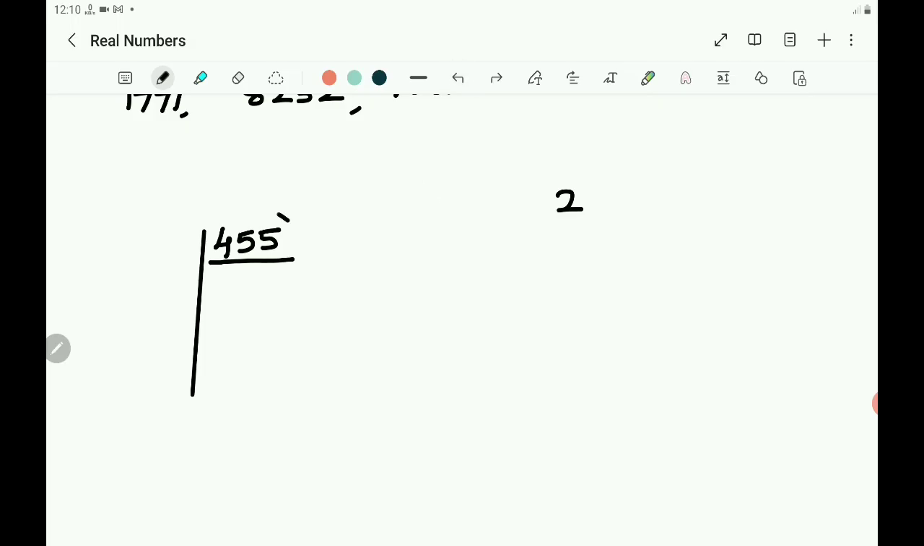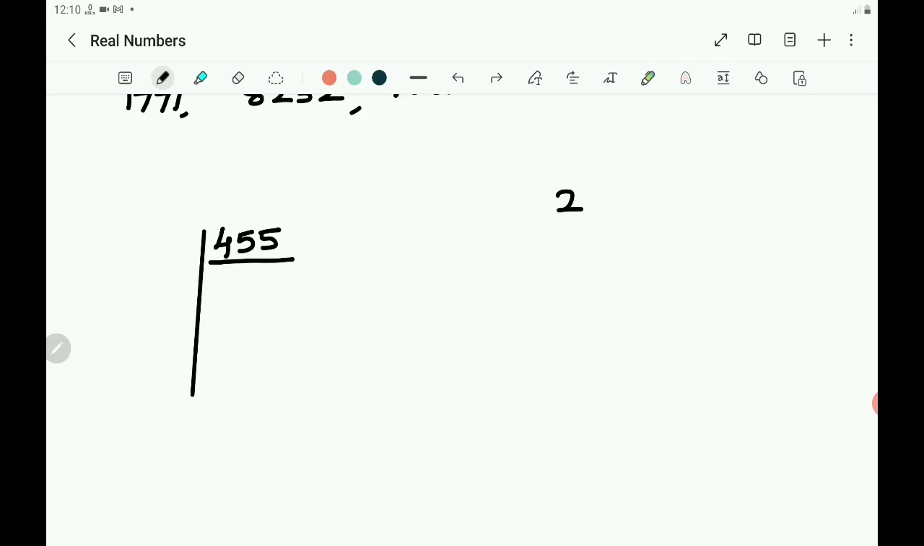To become an even number, what must be the unit digit? The unit digit must be 0 or 2 or 4 or 6 or 8. Here there is no 0, 2, 4, 6, 8. What is there? 5 is there. So the 455 is not an even number, so it is not divisible by 2. That is the divisibility test by 2.